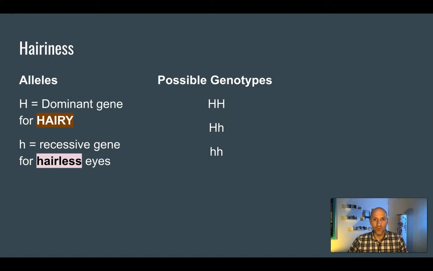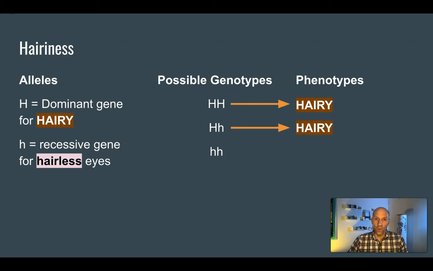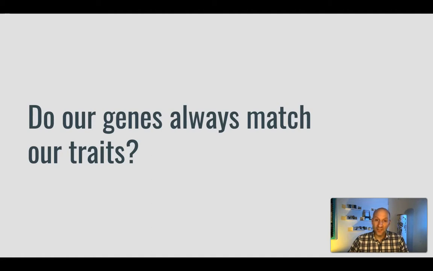Well, if you have an organism with two capital or two dominant alleles, that organism would be hairy. If they have one allele for being hairy and one for being hairless, the dominant allele is the one that we see. So in this case, this organism would also be hairy. It's only when you have two recessive alleles, in this case the lowercase h, that you would have a hairless animal. Because again, recessive alleles are only expressed when there's no dominant alleles in the genotype. So, do our genes always match our traits? Well, not all the time. Sometimes you can have a gene for a recessive trait that isn't expressed because you have a dominant allele as well.